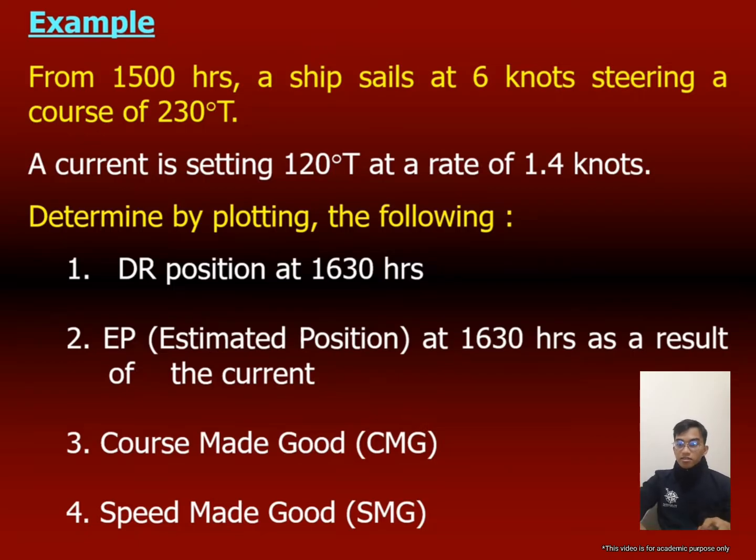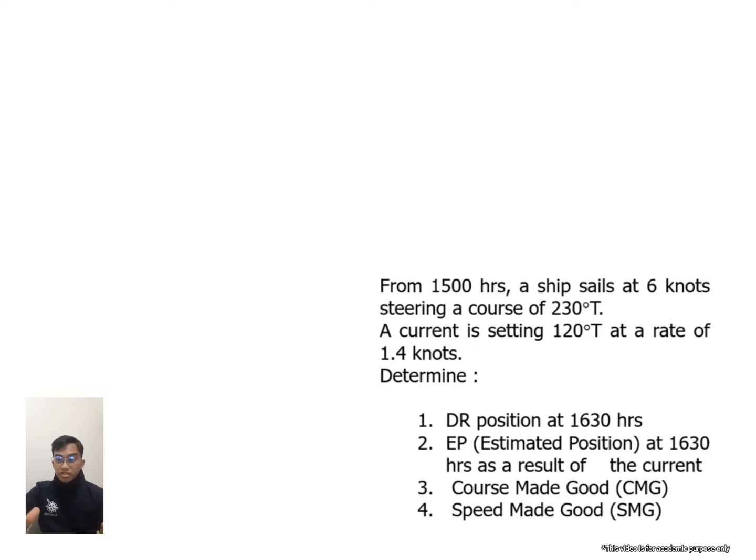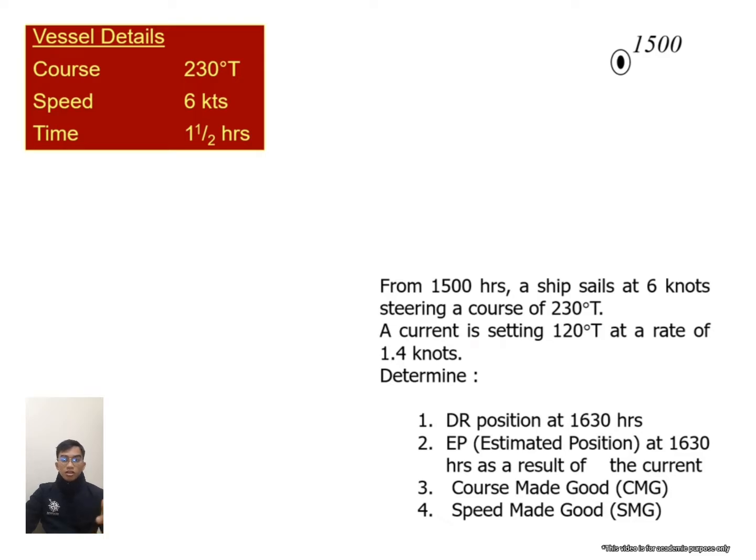So let's summarize this question. On the side here, it says that it's 1500 hours. The ship sails at 6 knots, steering a course of 230 degrees true. Let's assume that this is the 1500 position. This is a fixed position, that is, an accurately known position. Fixed positions are denoted by a circle and a dot in the middle. The dot is right on the position of the ship.